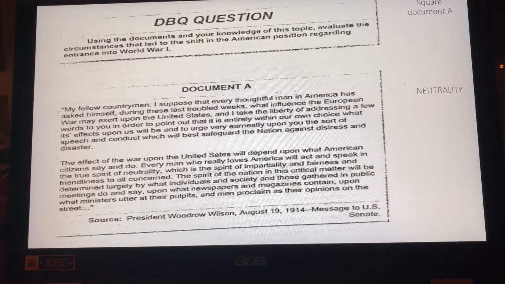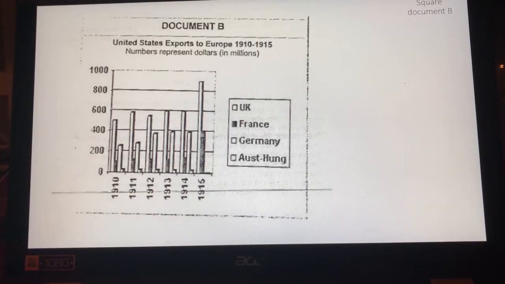So we know, historical situation, he's thinking about the Spanish-American War. His intended audience is the American public about what we're going to say. His point of view is neutral. And his purpose is to keep us out of the war. So we're going to go to the square document right underneath that. Document B, sorry, mine's kind of crooked, but you have it in front of you.